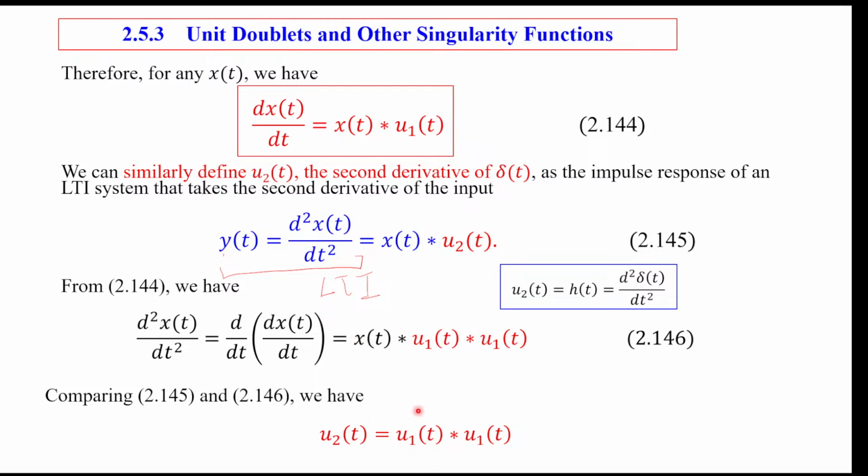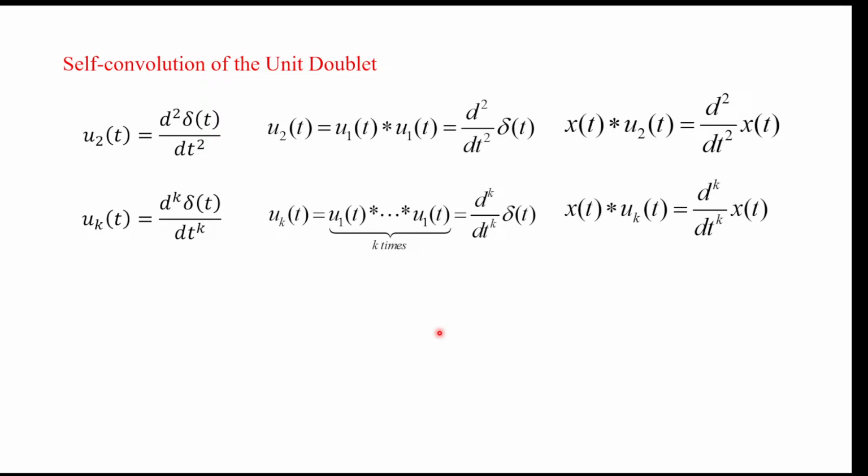And so you see that this second derivative of the delta function is actually equal to the first derivative of the delta function convoluted with itself. Okay, so that's very interesting. So u2 of t, defined as d square delta of t dt square, is actually also equal to u1 convoluted with u1, and we know that x of t convoluted with u2 of t equal to d square x of t dt square.